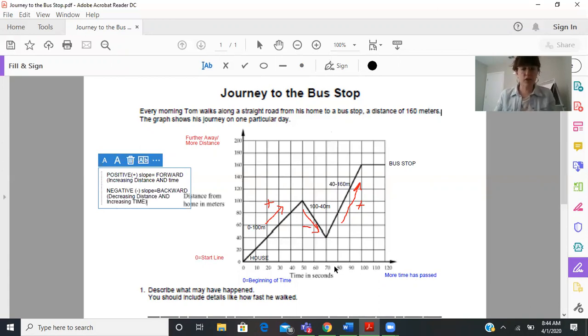I have to be increasing time because I can't erase time. The graph is going to keep moving forward along the time axis. The only thing that might go negative or might decrease is distance.